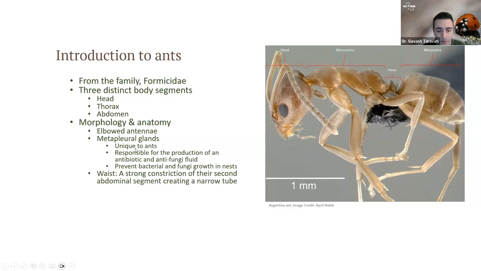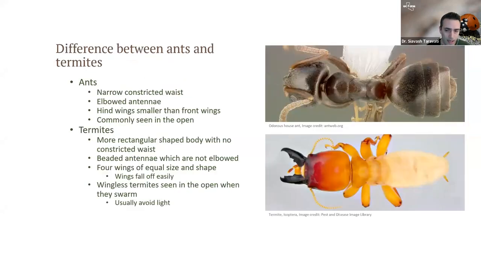And then they have metapleural glands, which are unique to ants, and they're responsible for producing antifungal and antibiotic fluids. Because if you can imagine inside a nest, usually inside the soil, the humidity is high, and any type of fungus and bacteria can grow there and kill ants. So these glands help to produce that antibacterial, antifungal material to protect the nest against these microorganisms. And I mentioned the waist.